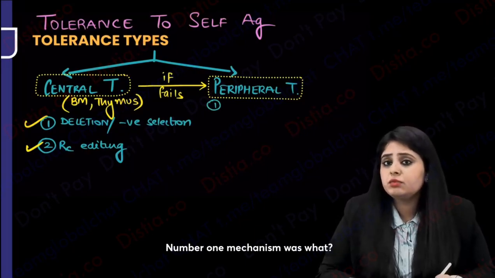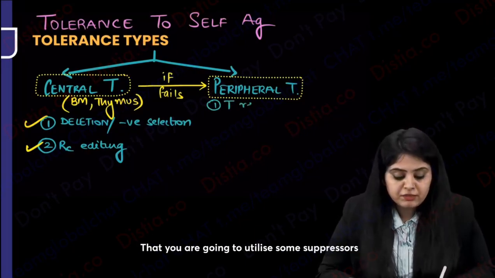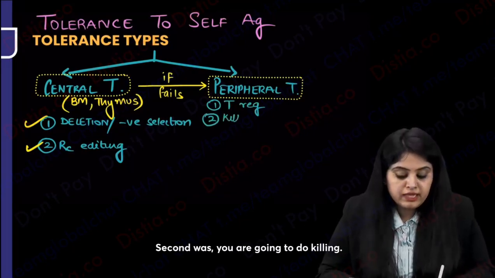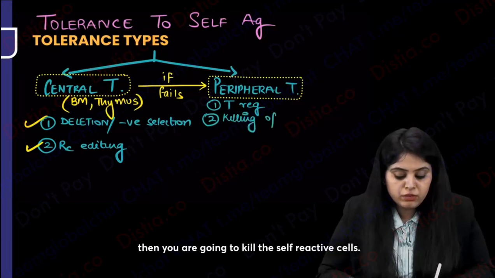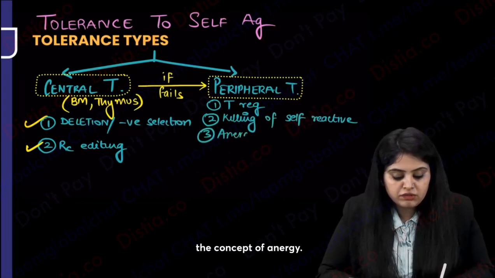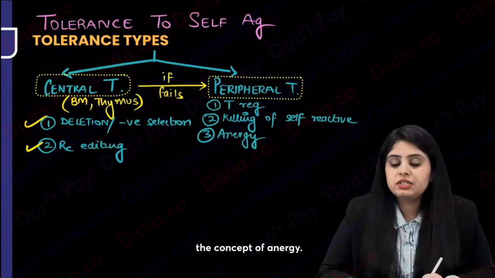Peripheral tolerance had 3 mechanisms. Number 1 mechanism was what? That you are going to utilize some suppressors like T regulatory cells. Second was you are going to do killing. If the cells don't listen to you, then you're going to kill the self-reactive cells. And the third protective mechanism that you've made is you are going to utilize the concept of anergy.